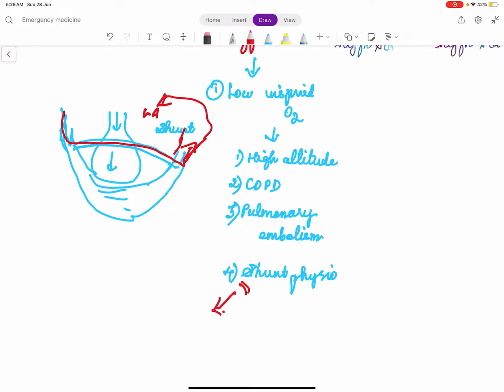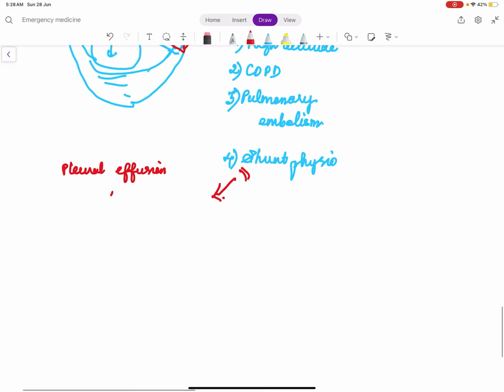Since we are dealing with practical things, I'll give you a practical example. Patients with pleural effusion. In patients with pleural effusion, what happens is their lungs become collapsed. Assume this is the thoracic cavity. There is fluid around, so it is compressing the lung. Only this part of the lung is ventilating.